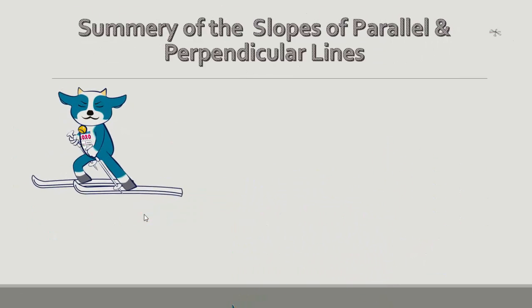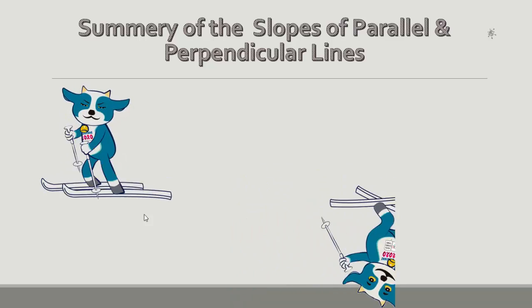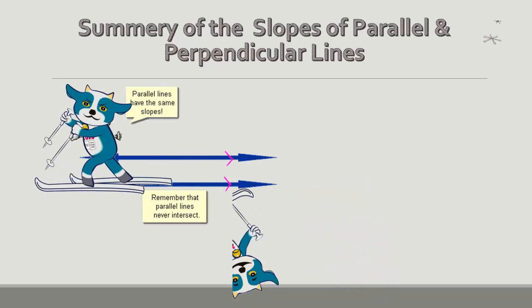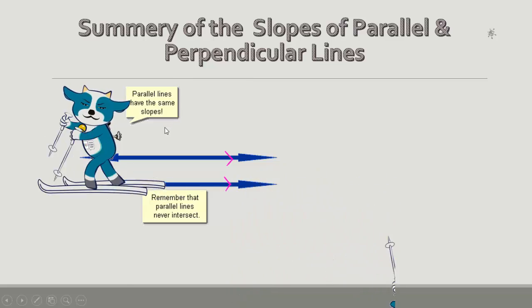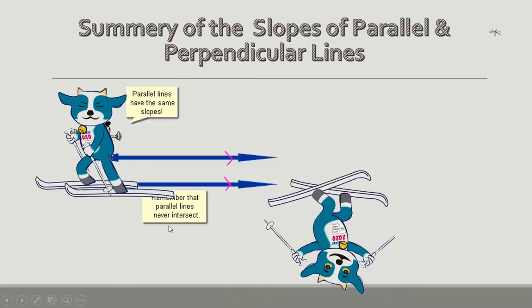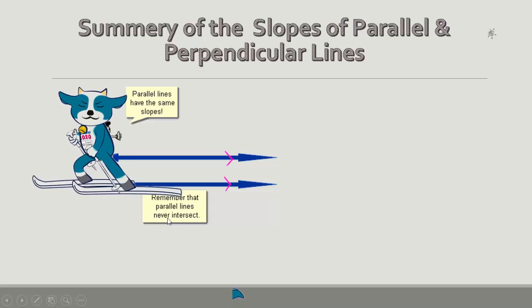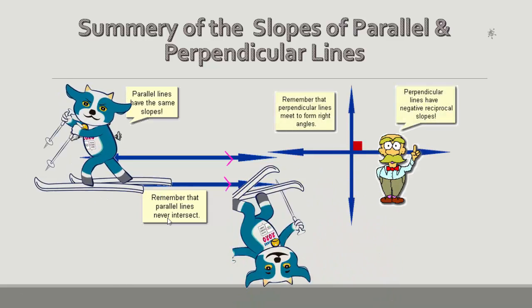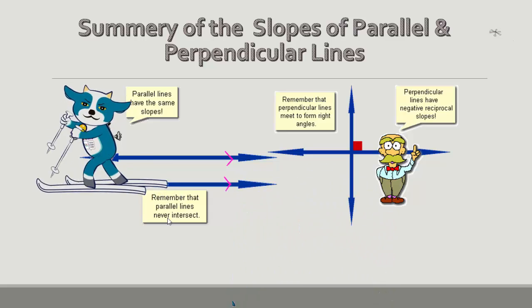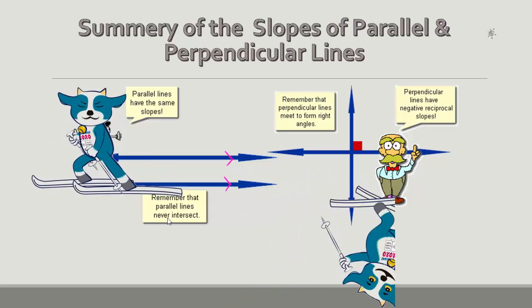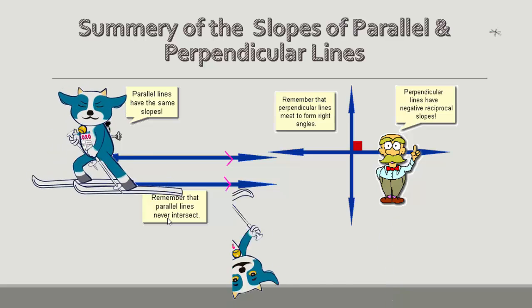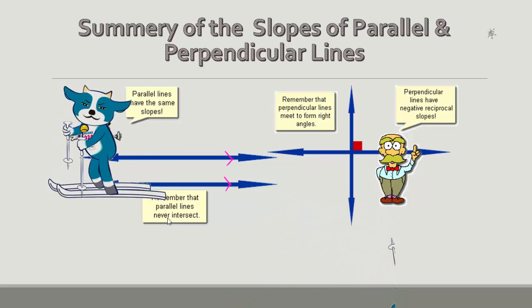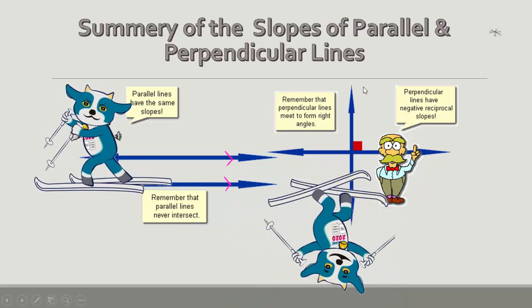So the summary of the slopes of parallel and perpendicular lines is that parallel lines have the same slope. Remember, parallel lines never intersect. And perpendicular lines have negative reciprocal slopes. Remember, perpendicular lines meet to form right angles.